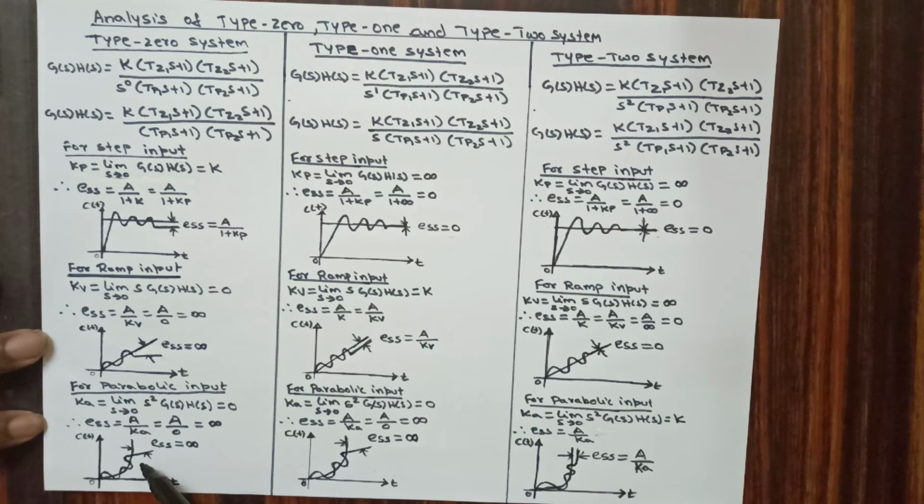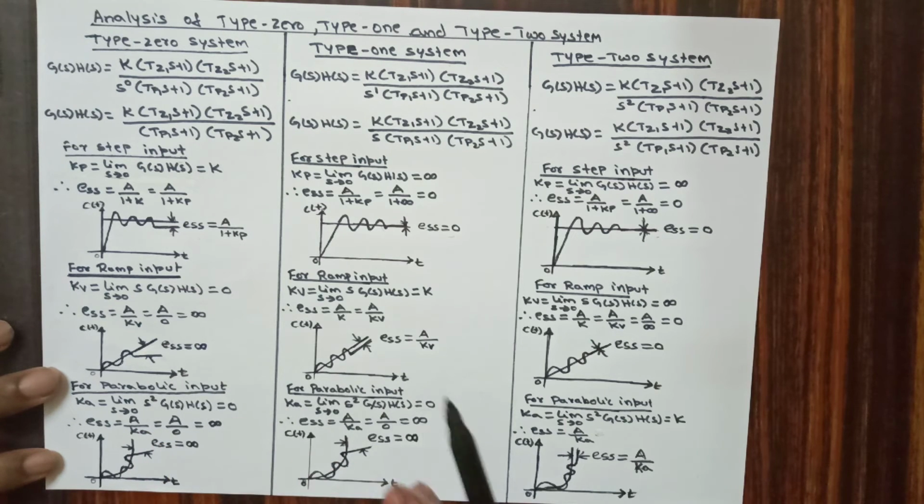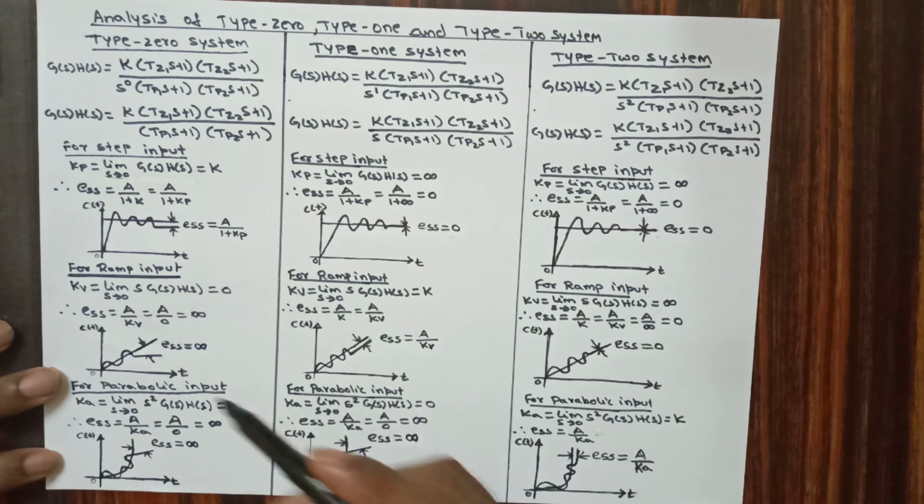In the third case, you can see that for parabolic input, type 0 system, error is infinite. For parabolic input, type 1 system, error is infinite, and as the type of the system increases, for parabolic input we get finite error. So this is the effect of type of a system on steady state error. Further, we'll solve some problems.